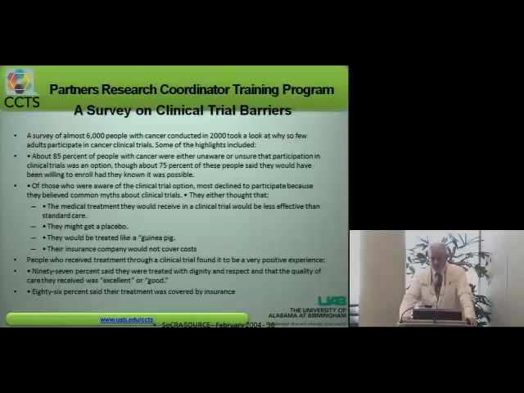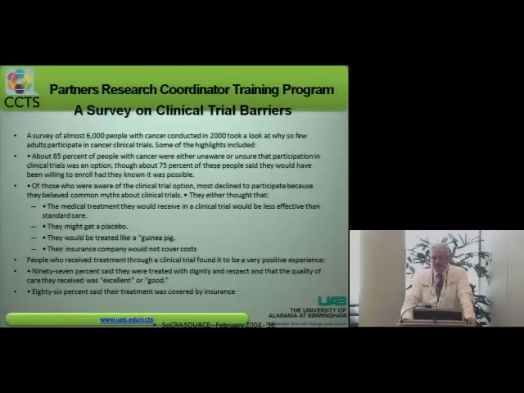Okay, this was something I found online about the clinical trials barriers, what people thought. The most amazing one I think, and I hate to read to you because I know you're all much more intelligent than I am, so you can read this, but it says about 85% of people with cancer were either unaware or unsure that participation in clinical trials was an option. A lot of people didn't even think it was an option to be in a clinical trial. Though about 75% of these people said they would have been willing to enroll had they known it was possible.